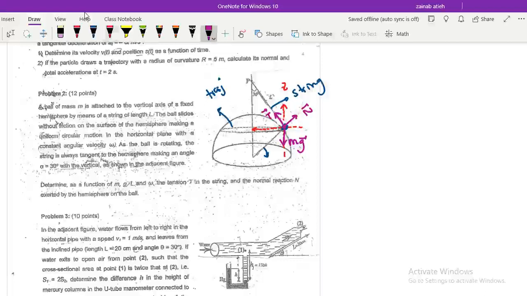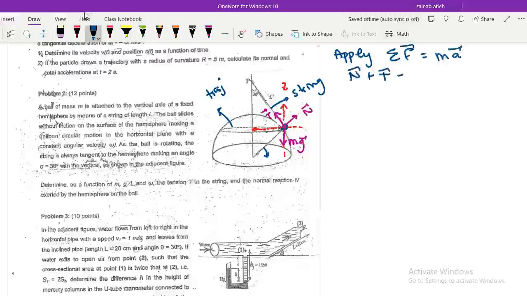Projection along centripetal equals m a normal, which is m v squared over r, or m r omega squared. So let me apply Newton's second law. Apply sum of F equals m a. We will get N plus T plus mg equals m a.